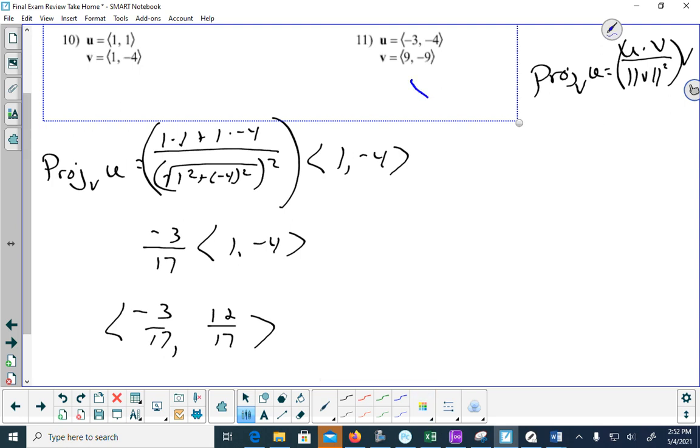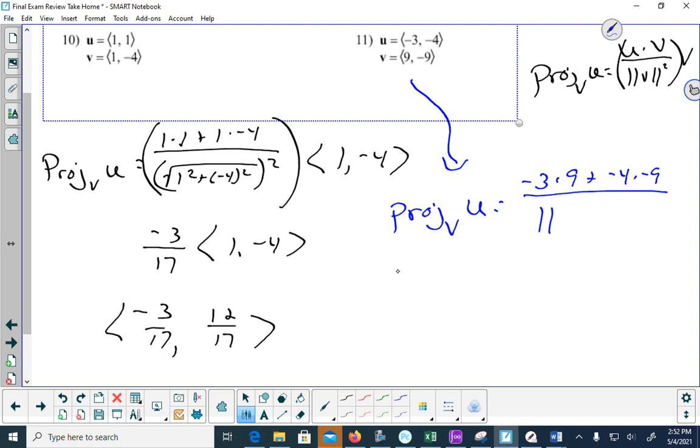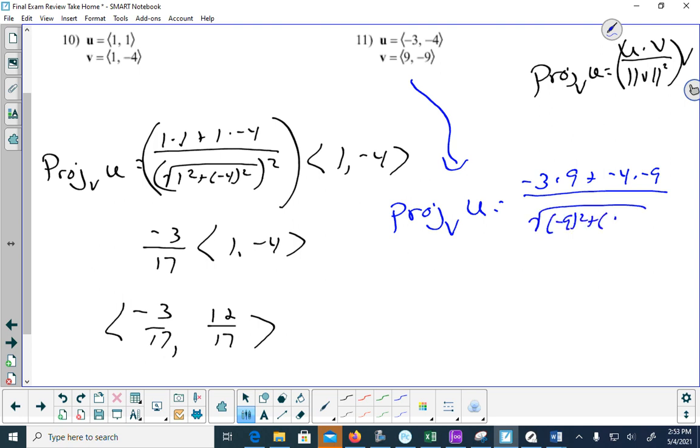Okay, the next one, I'm going to do the same thing. So I'm going to do the projection of U onto V. So I'm going to do negative 3 times 9 plus negative 4 times negative 9. And this is going to be all over the magnitude of V squared. So I'm going to do the square root of negative 9 squared plus, oh, I should do positive 9 squared and negative 9 squared, same thing. And this thing is going to be squared, and then I'm going to multiply it by that vector. Hope I can squeeze that in there.